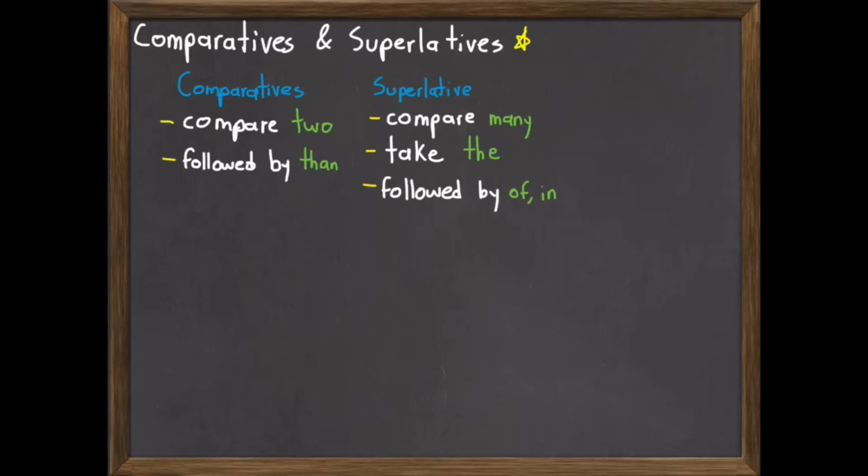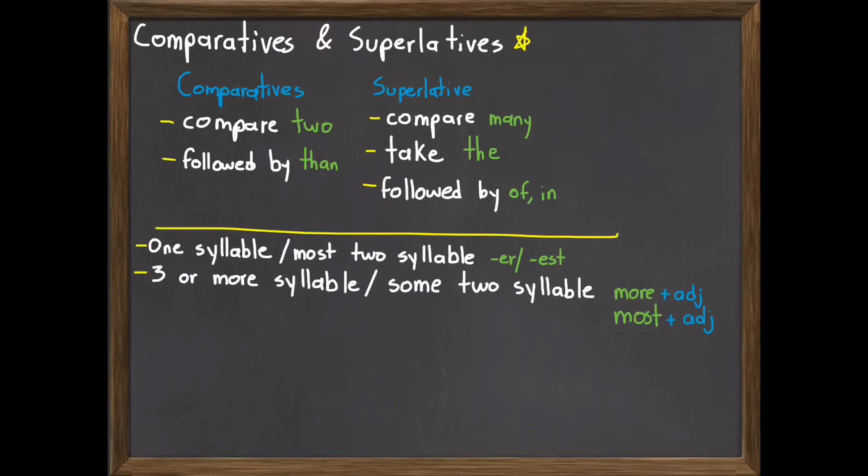well, before the example, how do we form these words? Well, one syllable or most two-syllable adjectives will add an er at the end when they're comparatives and an est at the end when they're superlatives. And when they are three or more syllables and some two-syllable adjectives or adverbs, we'll have more for comparatives and then the adjective, and a most for superlative adjectives or adverbs.